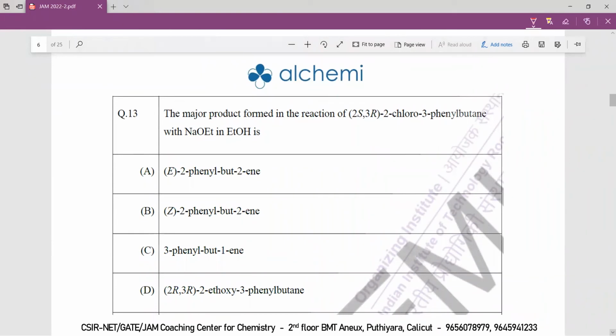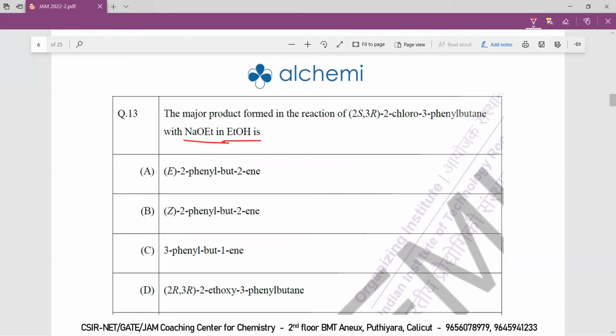Question number 13. This is also a very good question. It will check our basic knowledge of the fundamentals of organic chemistry. Earlier in question 11, we did the SN2 substitution reaction. In this particular reaction, it's all about elimination, because you can see a base is given, NaOH and EtOH. In the presence of a base, elimination will take place.